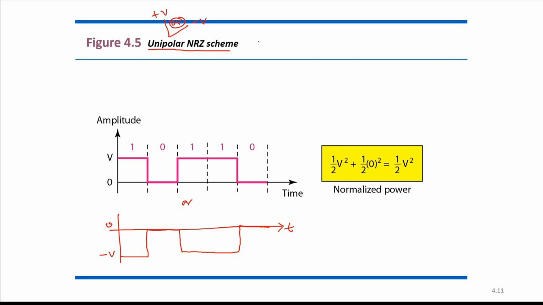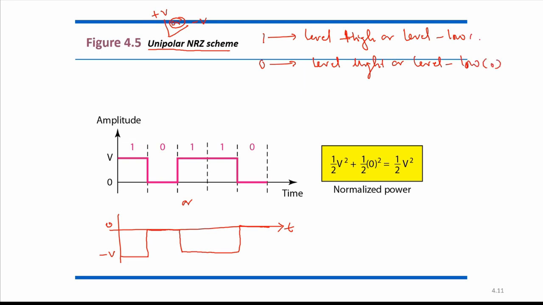One more thing: if it is 1 or 0, then 1 can be represented as level high or level low, and 0 can again be level high or level low. Low means 0 here.